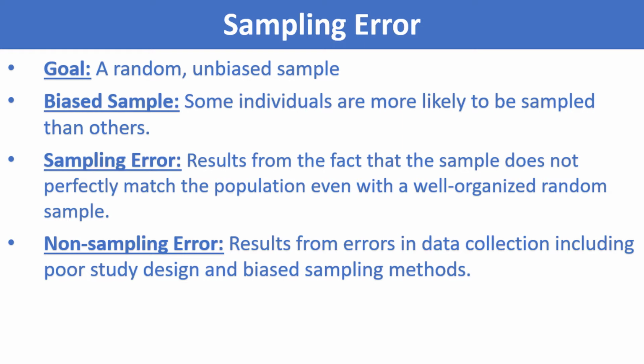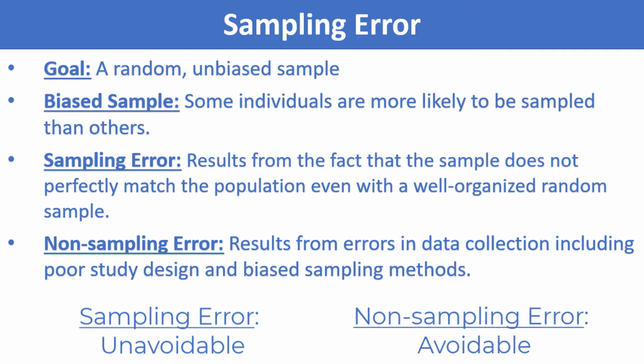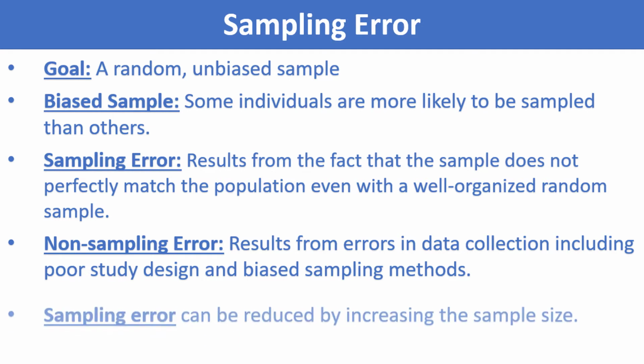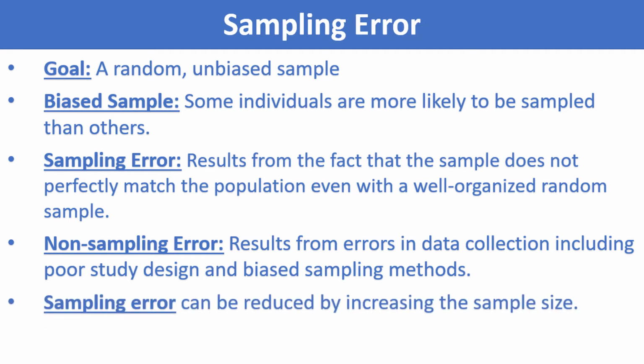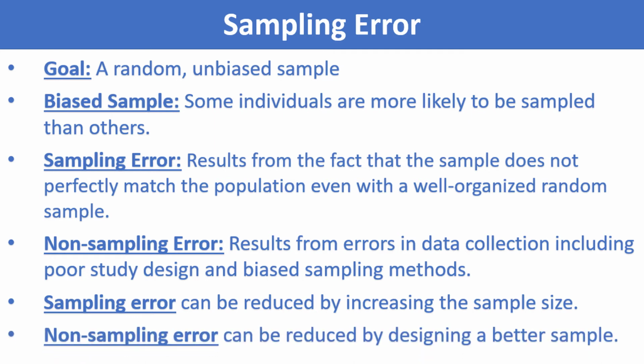The way I think about it is that sampling error is unavoidable. When you sample, you have sampling error. It's natural, even for a random sample, to not match the population exactly. On the other hand, non-sampling error is avoidable, at least to some extent. If we have a poor study design or biased sampling method, we can try to do things better next time in order to reduce the non-sampling error. The way to reduce sampling error is to simply increase the sample size. Increasing the sample size makes the sample closer in size to the population, making it more likely to be representative. Non-sampling error can be reduced by simply designing a better sample.